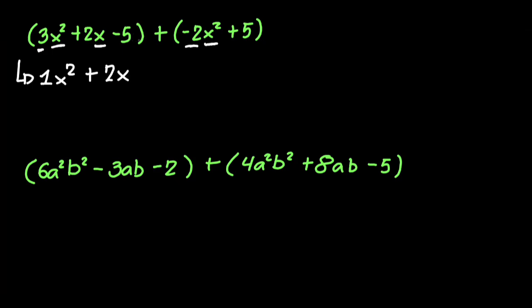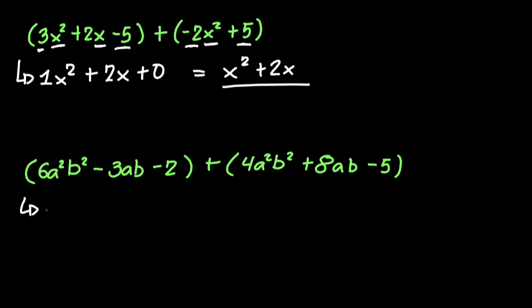Now next is the constant or a pure number wherein there is no letters beside it. So it will be negative 5 and positive 5. Now 5 minus 5 is simply 0. So you can put it like this. So the final answer would be x squared plus 2x.